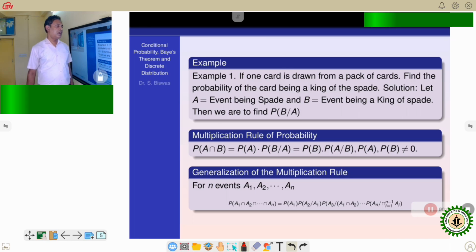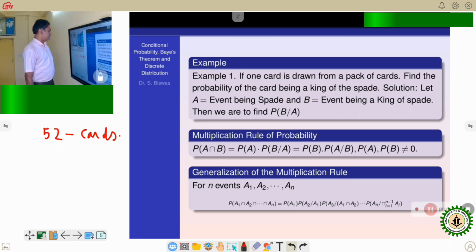The example is: if one card from a pack of cards is drawn, find the probability of the card being the king of spades. In brief, I have also written the solution in the slide. I will show you what we will get. As we all know, the pack of cards contains 52 cards in total. And there are 4 suits.